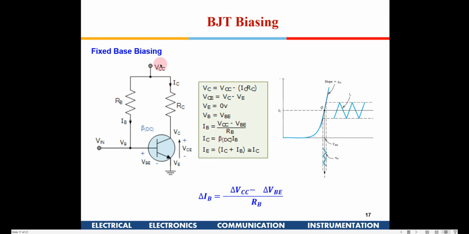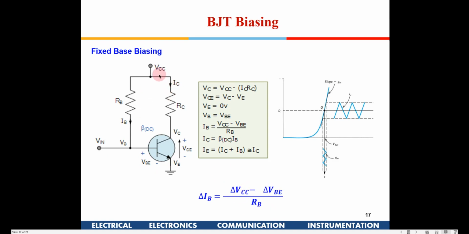That means any small variation of the voltage, that will be delta VC divided by RB. That will have a direct effect on the variation in IB also. Similarly, any change in VBE, like with an increase in temperature, VBE decreases. Now why are we considering this delta VC?